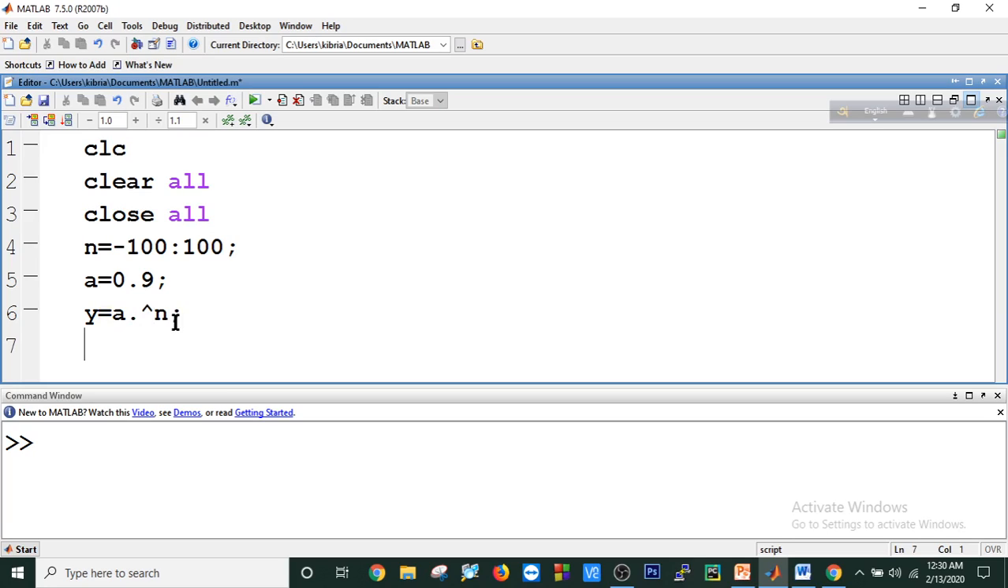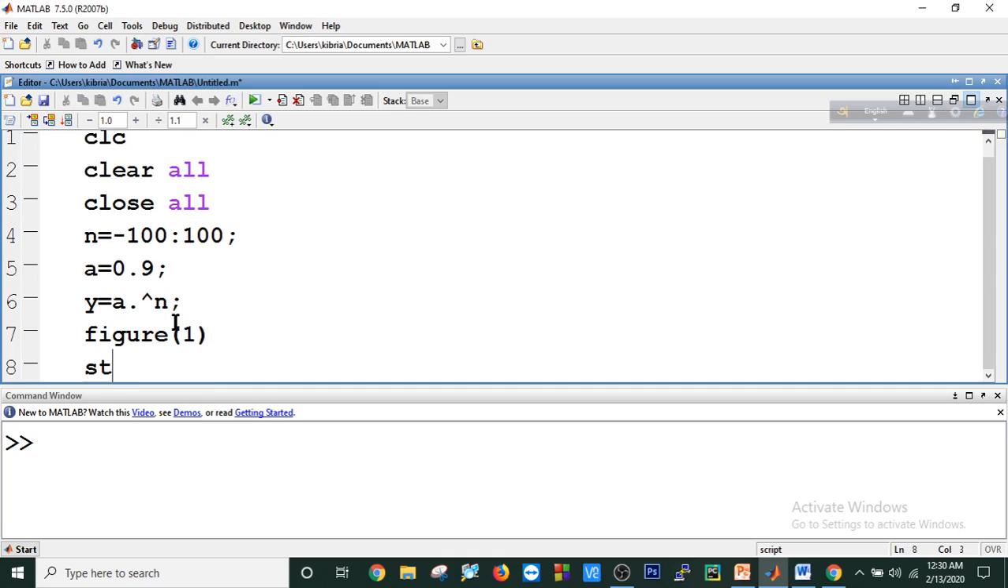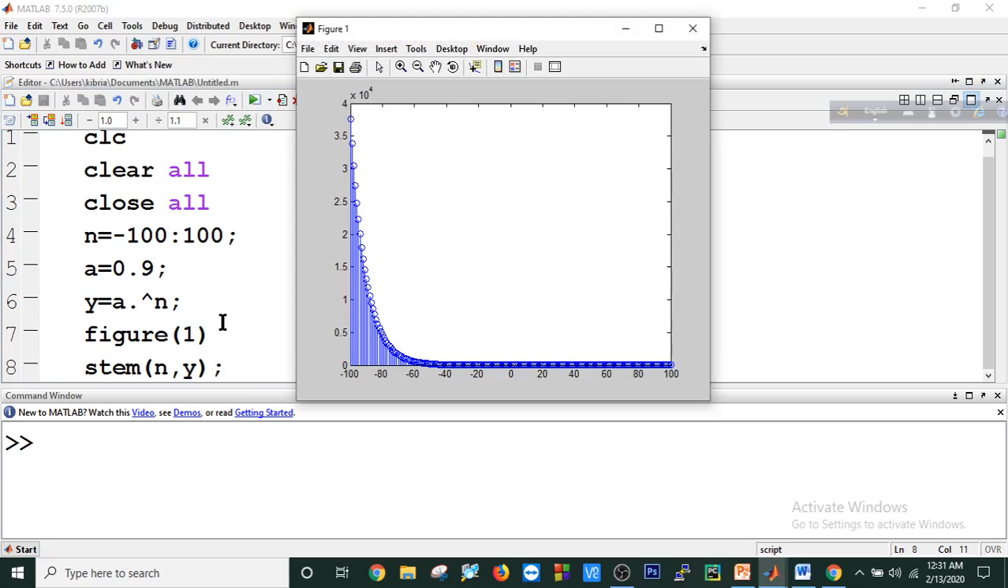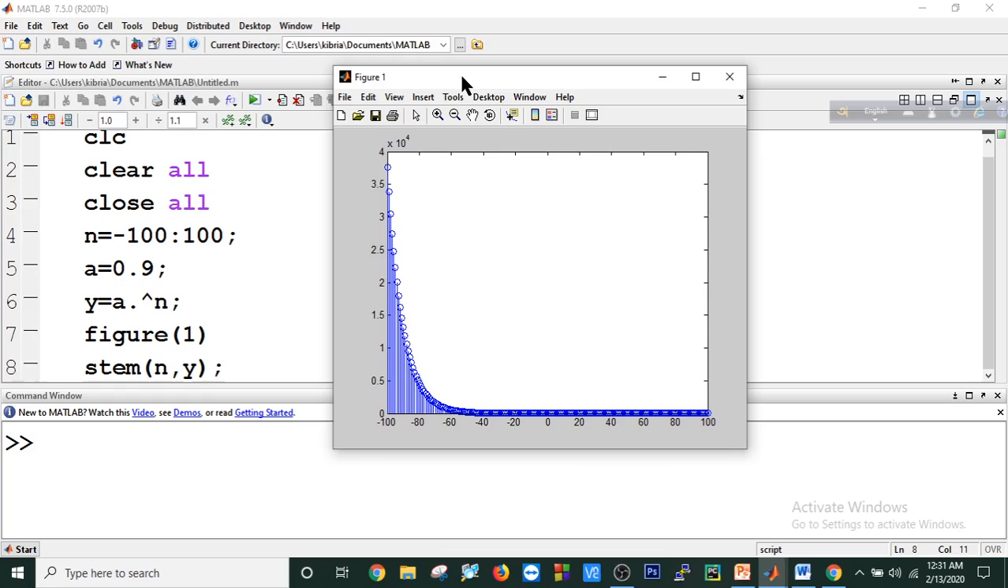and then if we use figure 1, then stem both n and our y, we will have our desired graph. Let's run this. Okay, as you can see, this is our discrete time signal and it's exponentially decreasing.